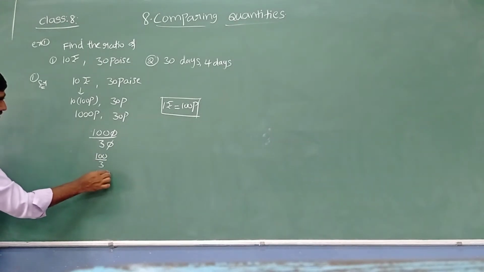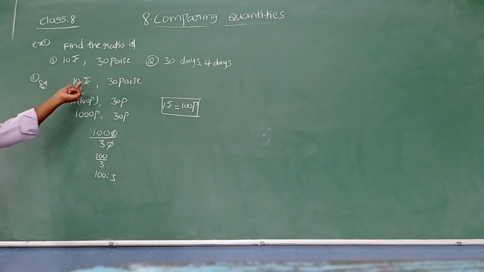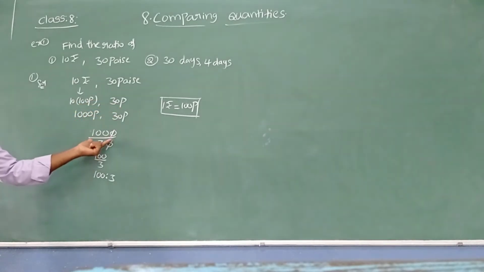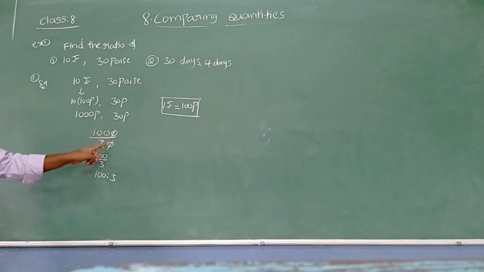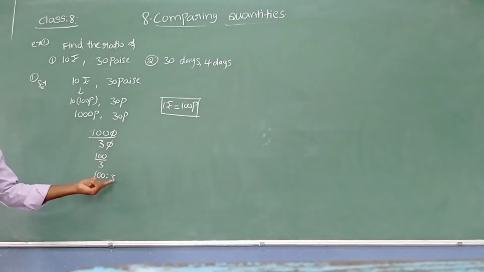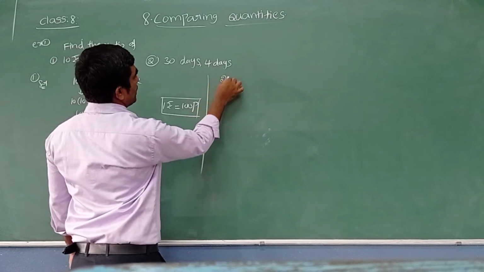So what is the ratio now? If it is A by B, we can express it as A is to B. So if both are different units, you convert them into the same units. After getting the same units, write in fraction form, then simplify it. At last, after getting the simplest form, the lowest form, we can express A by B as A is to B.